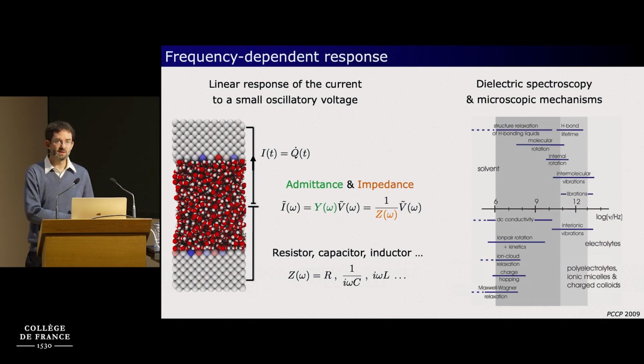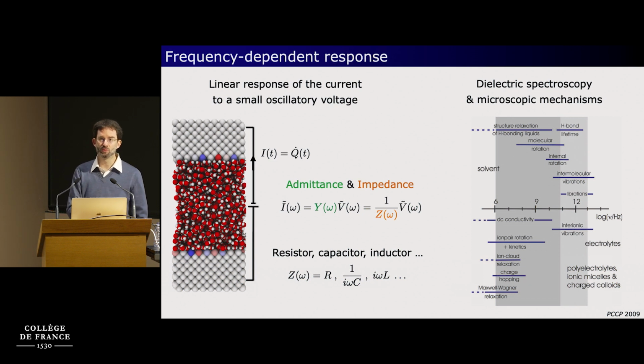Very recently, we extended this linear response with fluctuation dissipation for the capacitance to the frequency-dependent response. So this corresponds to the linear response of the current, which is a derivative of the electrode charge, to a small oscillatory voltage applied between the two electrodes. And if you remember your lectures in electronics, this response is characterized by the frequency-dependent admittance, or its inverse, the frequency-dependent impedance, which is usually a complex number. For a resistor, it's independent of frequency, it's just a resistance. For a capacitor, it's 1 over i omega times the capacitance, and so on.